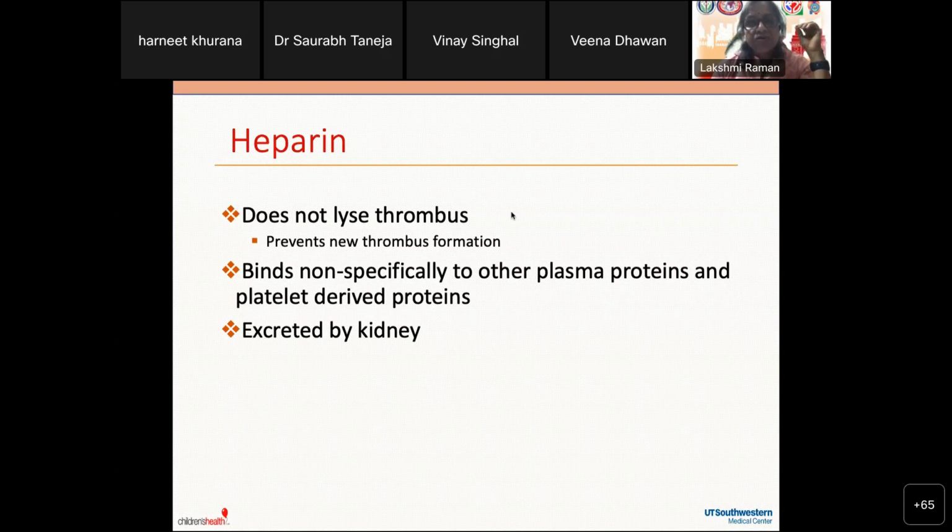And the important thing to remember about heparin is that it is excreted by the kidneys. Many of our patients, when they go on ECMO, already have some element of renal dysfunction, and then you give them diuretics, you place them on renal replacement therapy, all of which can affect your heparin metabolism. So that's very important for us to remember. Next slide.